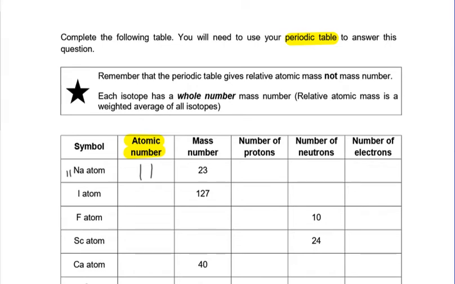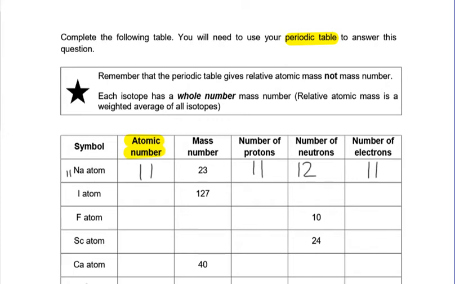So, number of protons is the atomic number. Number of neutrons is the mass number minus the atomic number. So 23 take away 11, which is 12. And number of electrons in an atom is equal to number of protons, so that's 11.